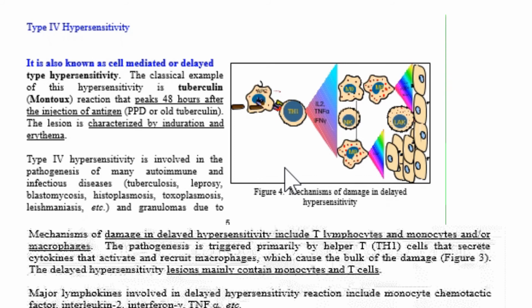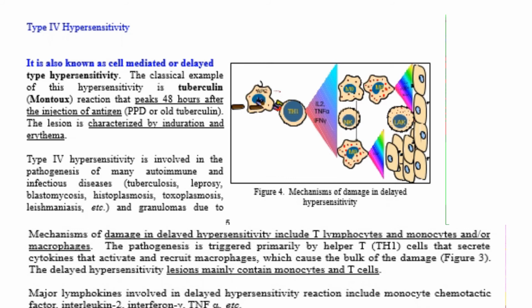Type 4 hypersensitivity is involved in the pathogenesis of many autoimmune diseases and many infectious diseases. The best examples are tuberculosis, leprosy, blastomycosis, histoplasmosis, toxoplasmosis, leishmaniasis, and so on. And there will be development of granulomatous lesions due to chronic infection and foreign antigens.